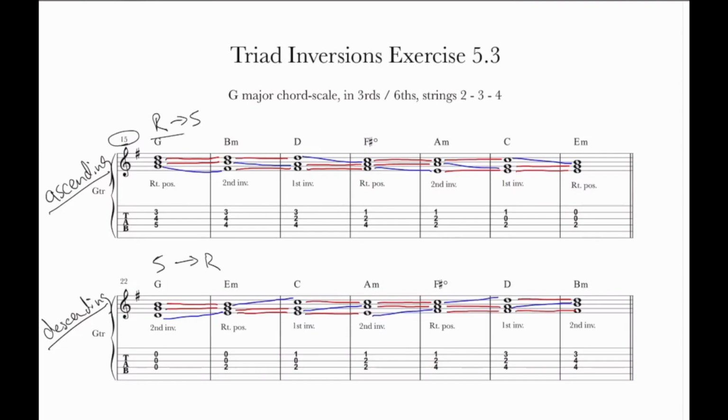Because you've got the root turning into the fifth if you're moving in one direction, and if you move in the opposite direction, you've got the fifth turning into the root. So now we're going to take this and map it out on the fretboard and see if we can start wrapping our heads around what that looks like.